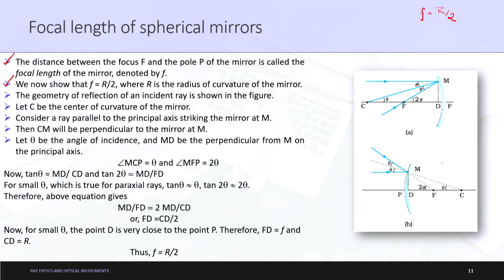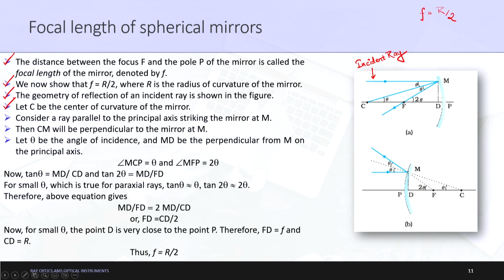So, the geometry of reflection of an incident ray is shown in the figure. This basically is an incident ray here. Okay, so this has been explained. Next, let us see the center of curvature of the mirror. So, this is the center of curvature of the mirror.